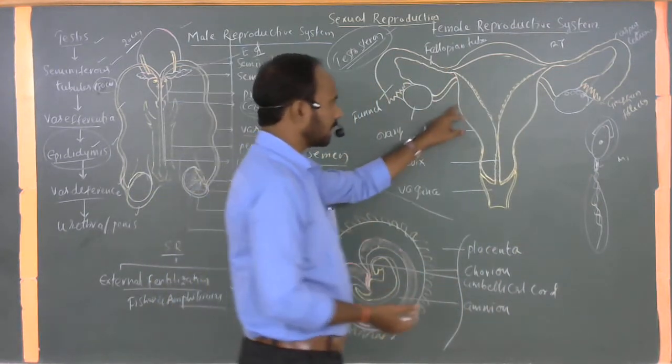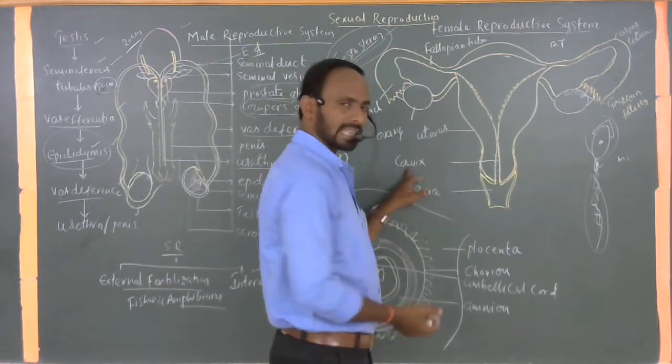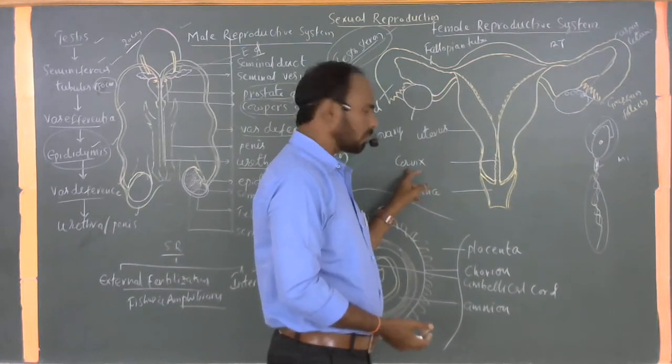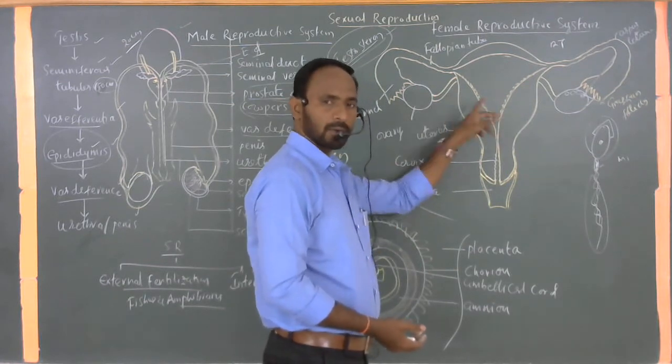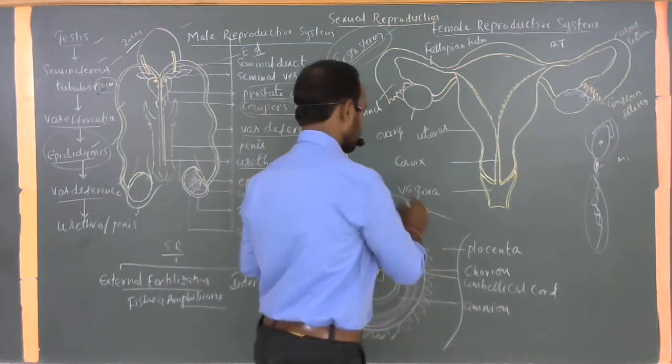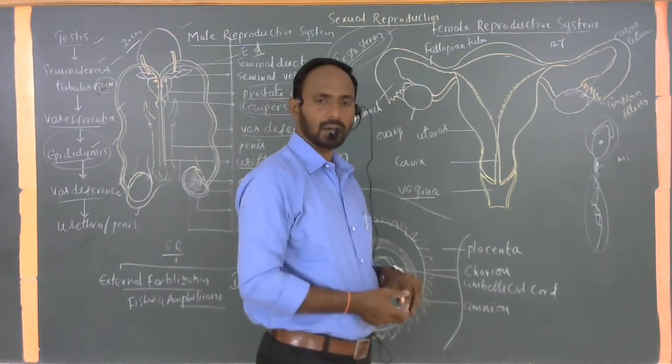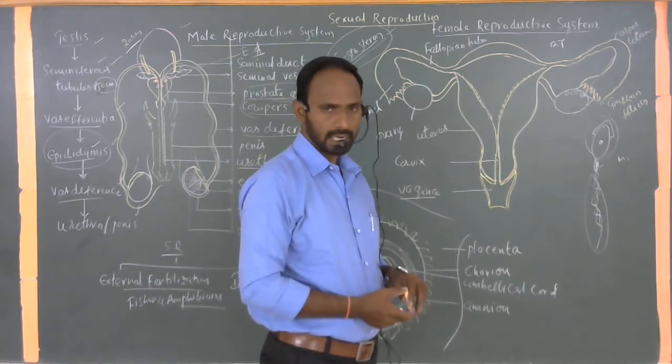This is the uterus. The uterus opens into the next part, commonly called the cervix. This is the mouth or the cap of the female reproductive system. It opens into the outer region, commonly called the vagina. Okay, listen.